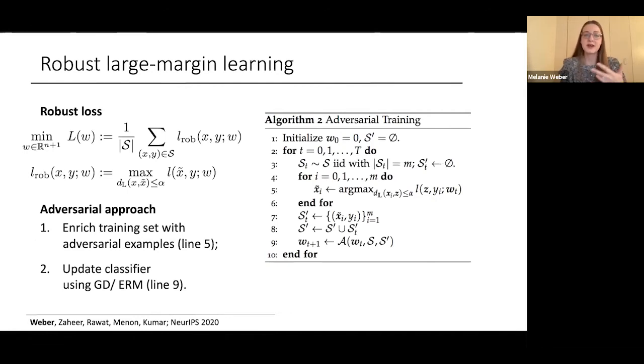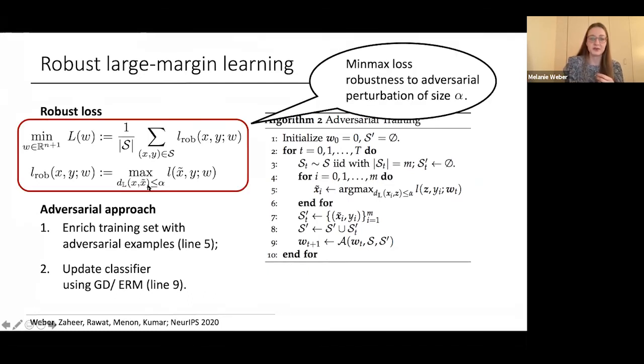So the actual algorithm that we want to train has one additional assumption. We not only want to learn the classifier that achieves the largest possible margin, but we also want to learn a classifier that is robust to adversarial perturbations. This is encoded in our robust loss function here. So we optimize a loss with this min-max structure.